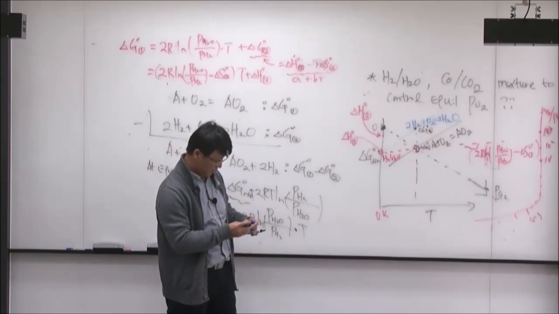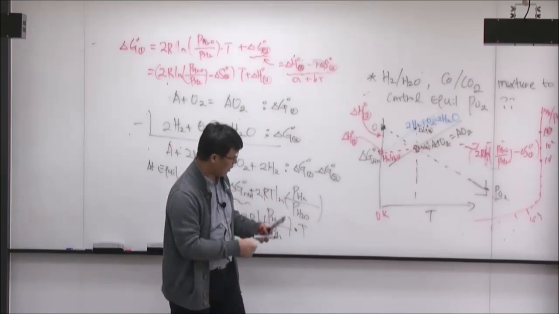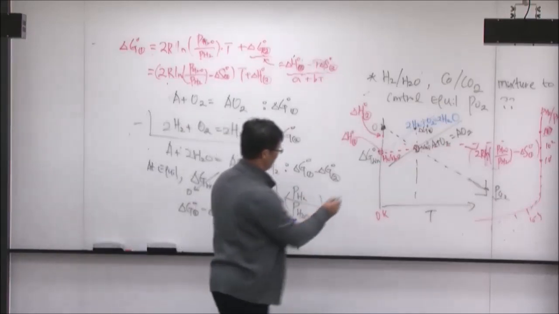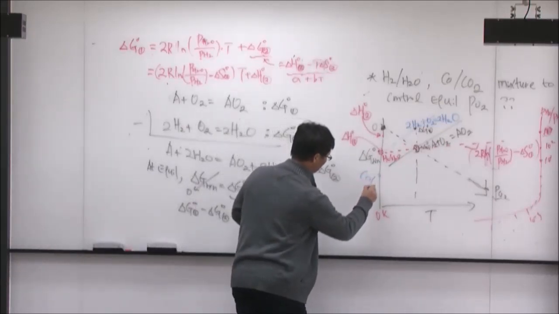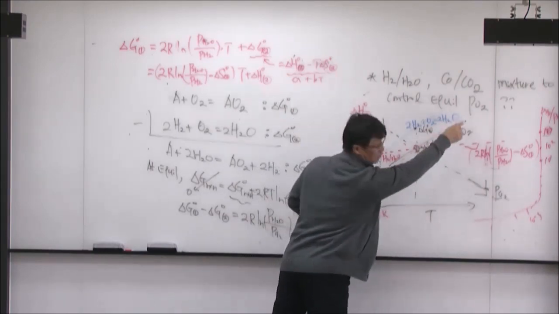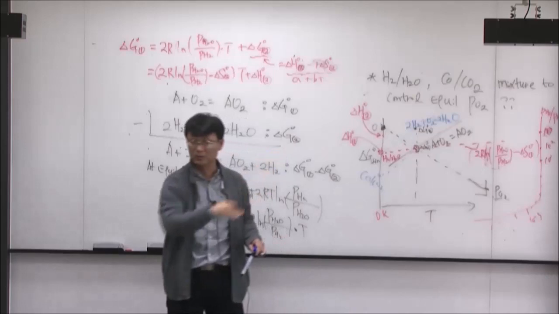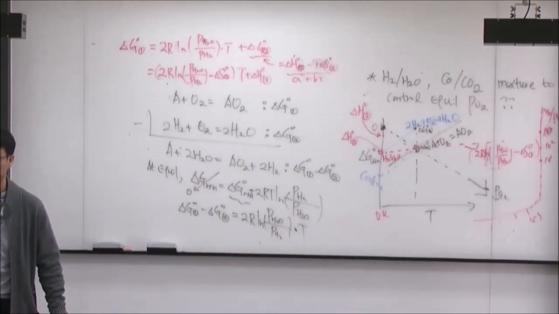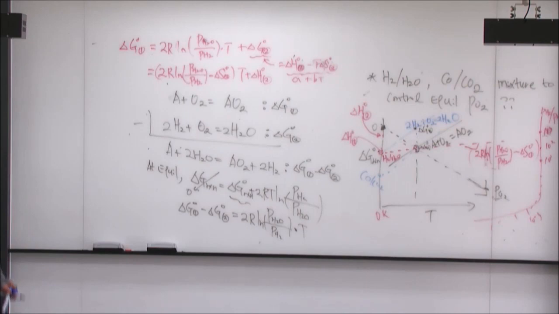So H2/H2O we can do. How about CO/CO2? We can do the same thing. We have another one, CO/CO2, the same kind of idea, and you can draw it the same way. Then there is a scale on the side of this graph for CO/CO2 as well. That's the whole thing of the Ellingham diagram.